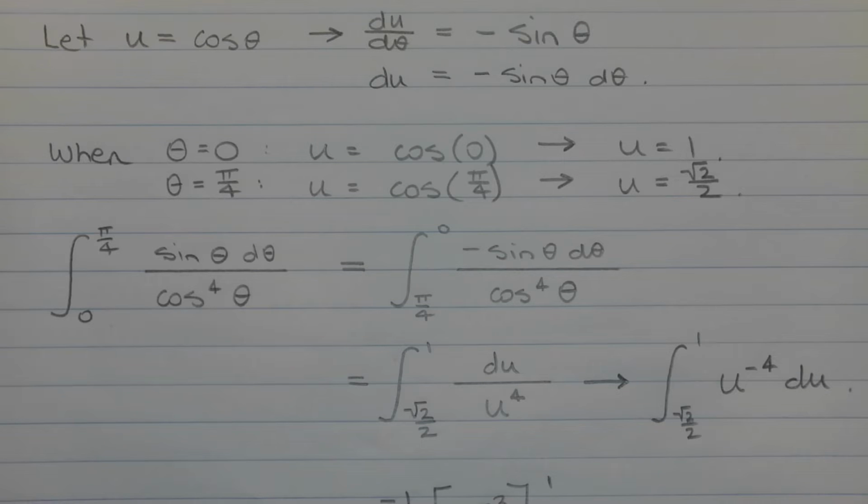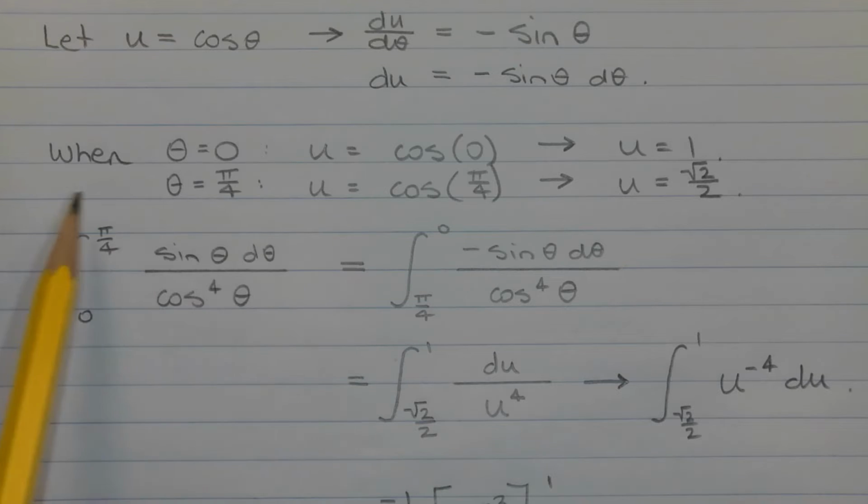Next, we need to change the limits of integration from being in terms of theta to being in terms of u. So using our substitution, u equals cos theta, when theta is equal to 0, u is equal to cos of 0, and cos of 0 of course is 1. So u equals 1 is our lower limit. And when theta is equal to pi over 4, u equals cos of pi over 4, which is root 2 on 2, or 1 over root 2. So u equals root 2 on 2 is our upper limit.